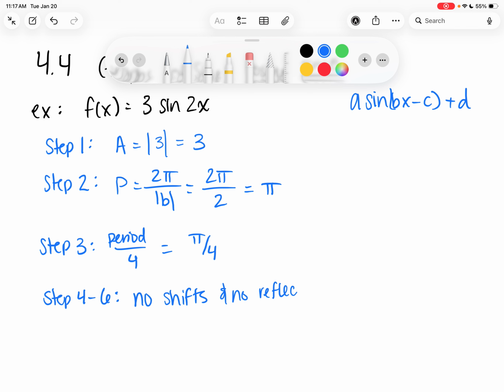What was step number 3 again? Step 3? Yeah. It's to find the increments of the x-axis. Oh, okay. Thank you.